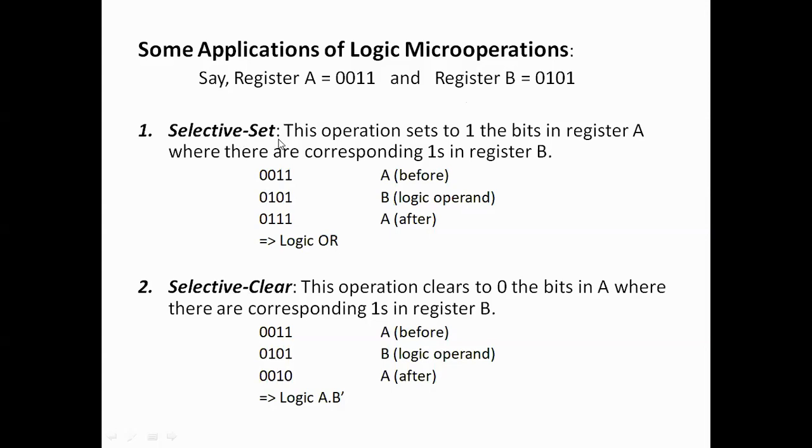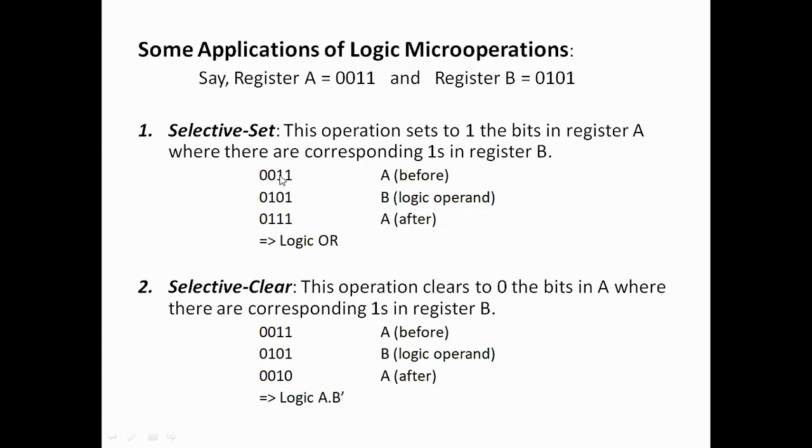What is a selective set operation? It is an operation where certain bits of a register are set, that is, they are put to 1, with respect to ones in B. So if I want to set bits in register A to 1, but which bits? Those bits where there is a 1 in B. This is called a selective set. So it sets to 1 the bits in register A where there are corresponding ones in register B.